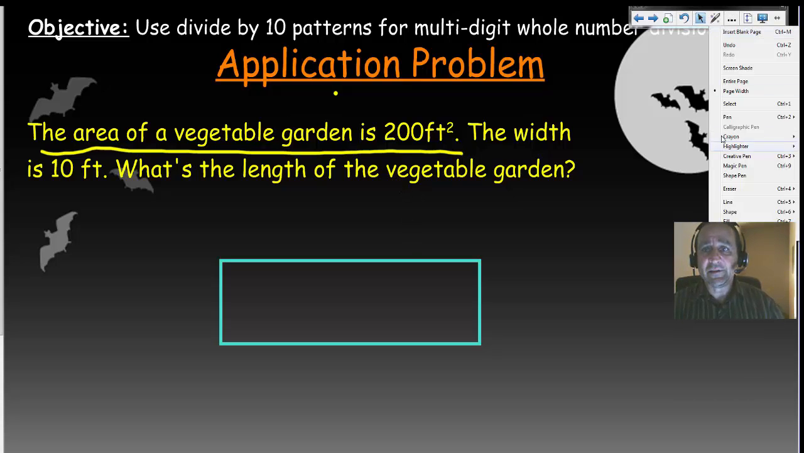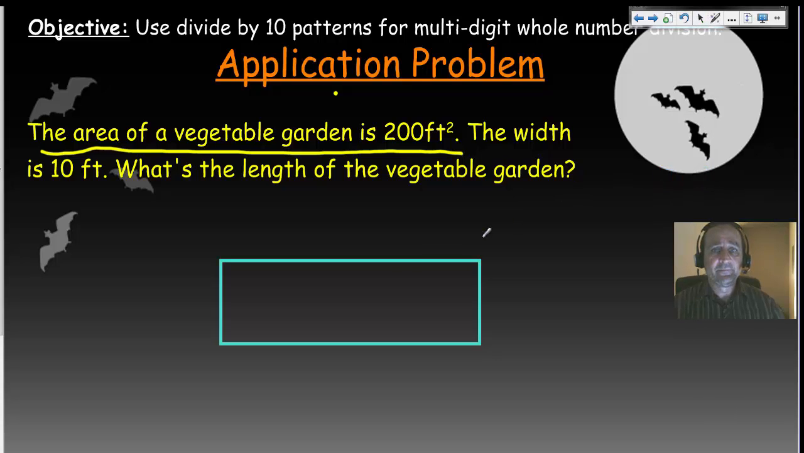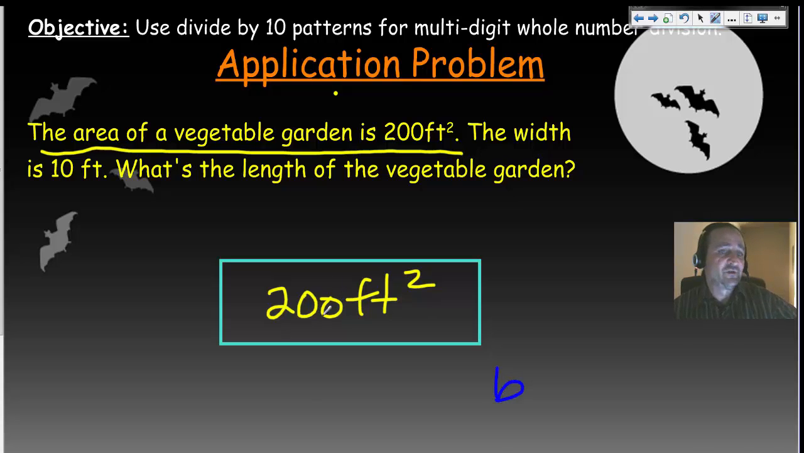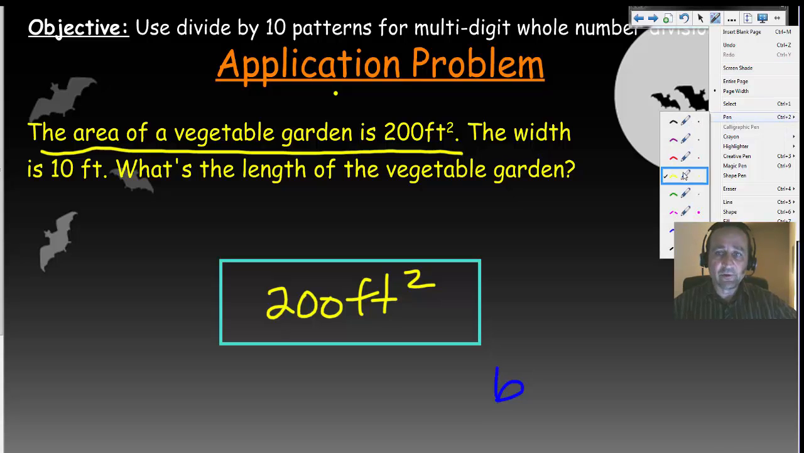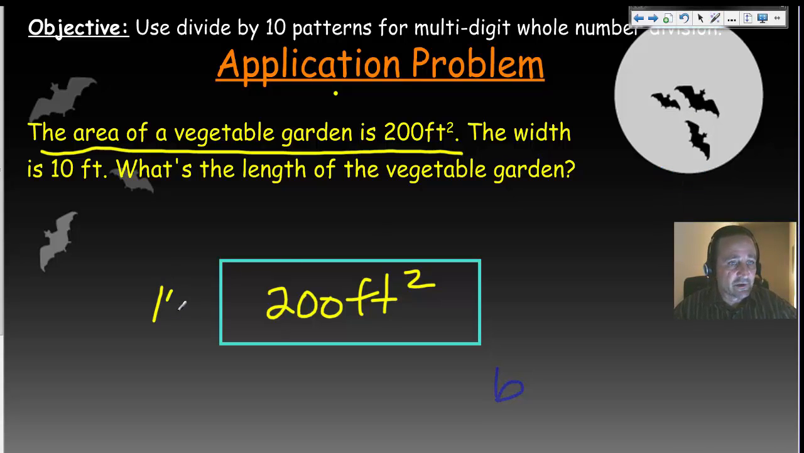When we look at this, I'm going to come down with my pen, and since it's telling us the area, and the area is what's on the inside, just like carpeting in a house or in a room, that lets me know that this is the area. So let's write it right in there, make it really easy. Now we come back over here. Let's put the width. They gave us the width, so let's put 10 feet there. What we don't know is the length, so put a question mark.